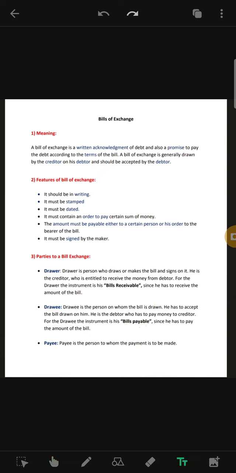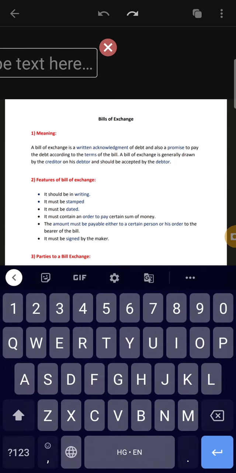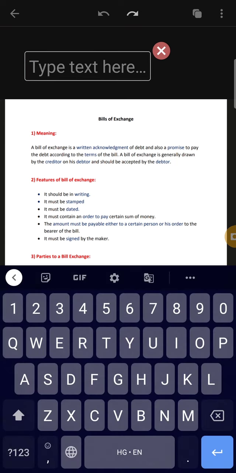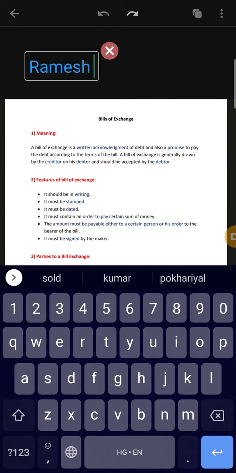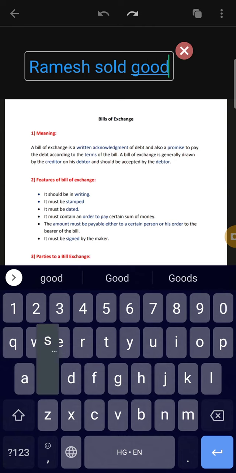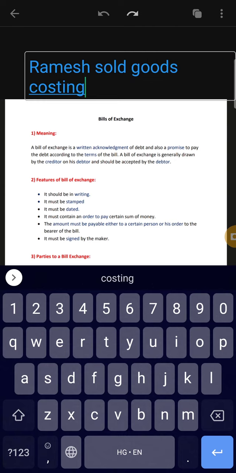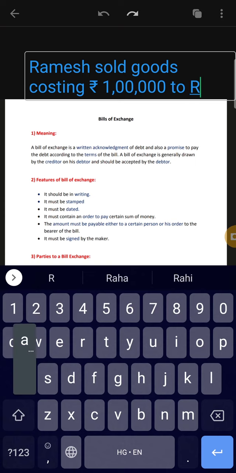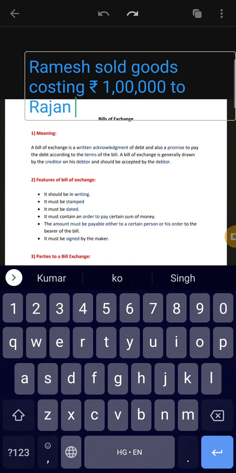Let's have one example to get better clarity on this topic. Say, for example, there is a trader named Ramesh. Ramesh sold goods costing rupees 1 lakh to Rajan on 1st April, for say 2 months.